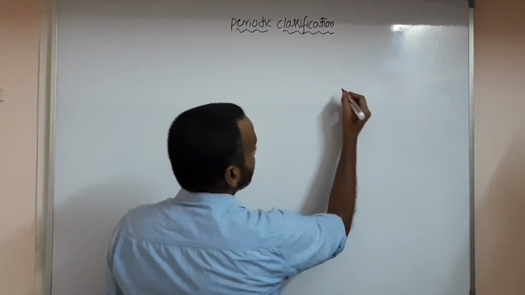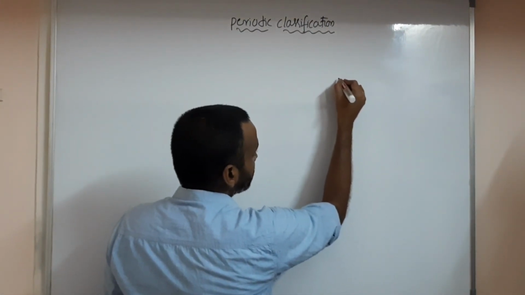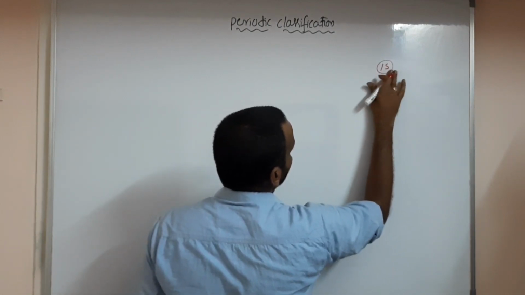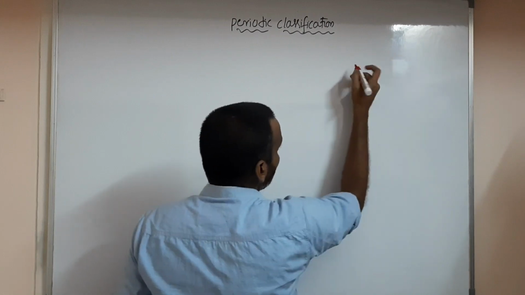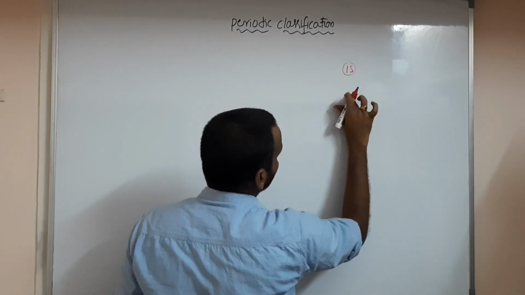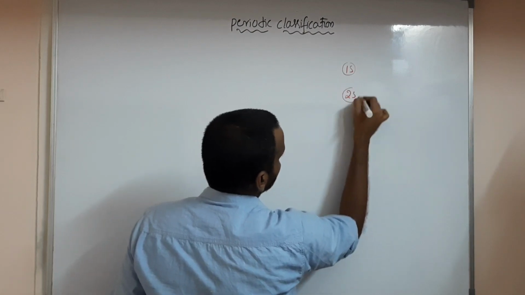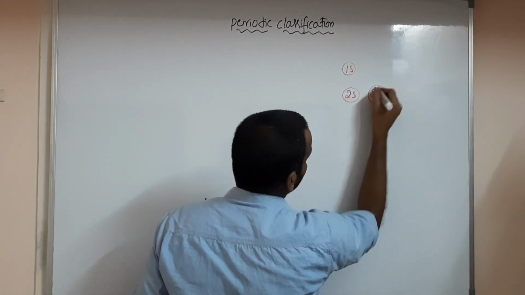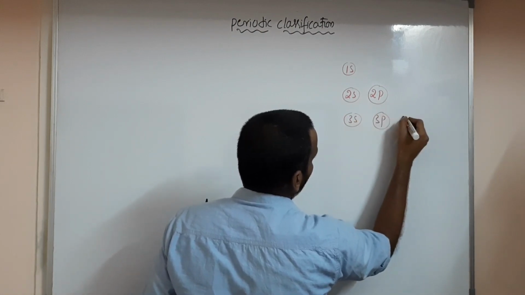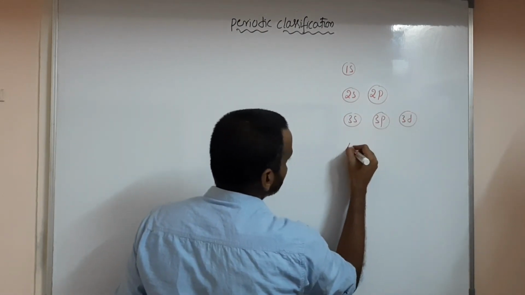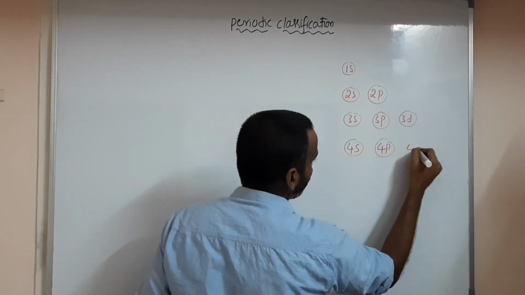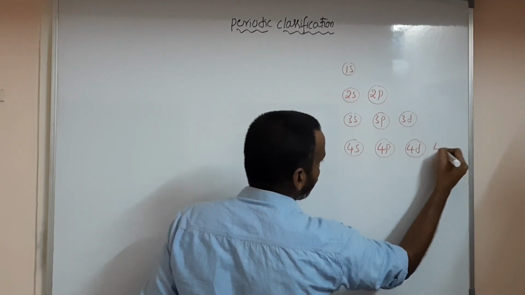In the modern periodic table, to understand it, we must know the Moeller diagram. What is the Moeller diagram? 1s, everybody knows that. In the Moeller diagram of atomic structure, you have 1s, then 2s and 2p. Next is 3s, 3p and 3d. Next is 4s, 4p, 4d and 4f.